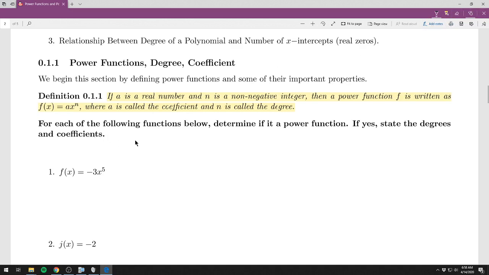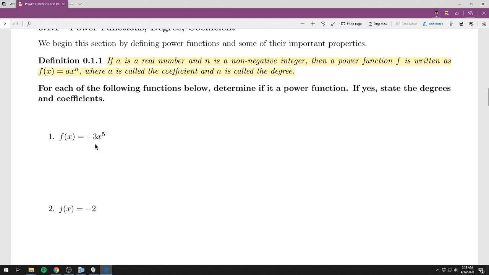All right, so number 1 here, f of x equals negative 3x to the 5th. Is this a power function? The answer to that is yes, because it is a number, negative 3, multiplied by x to a positive whole number power. And the degree is the exponent. And the coefficient is negative 3, the number. If there's a negative sign, make sure you include negative because it's going to be very important whether it's negative or positive.